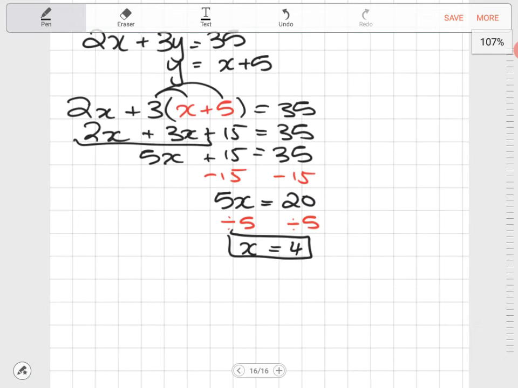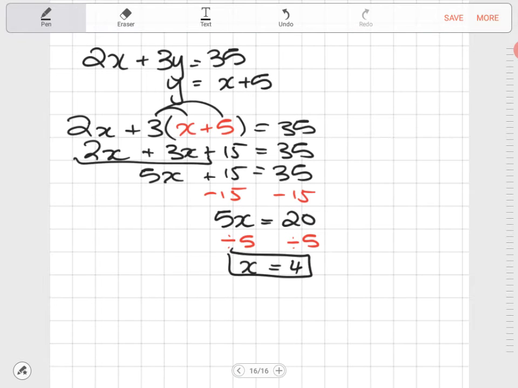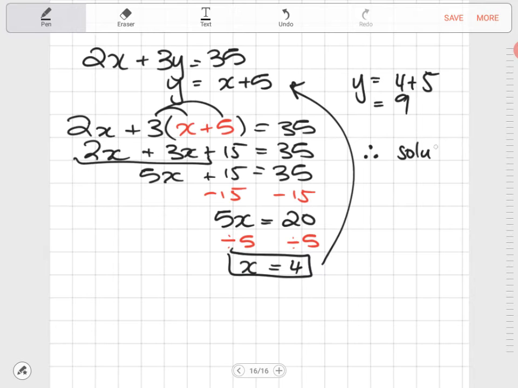And we are going to take that and substitute that back into this top equation. So y is equal to 4 plus 5, so it is 9. Therefore, the solution is 4, 9.